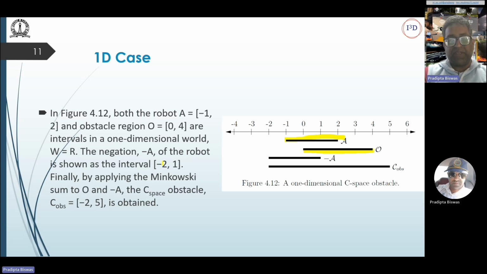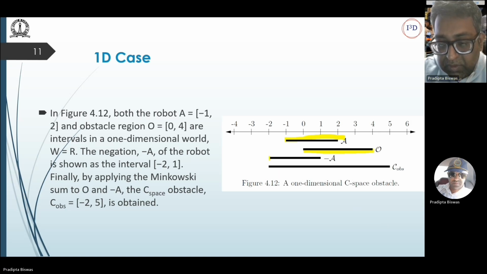So the obstacle space will be defined by this Minkowski sum or difference, O minus A, or the sum of O and the negation of A. The negation of A will be just, you can put a minus here, and it will be as if I am translating it one step. So it will move to -2 to 0 here. And then I will add them just as we did this Minkowski sum in the previous slide. And this is the obstacle space.